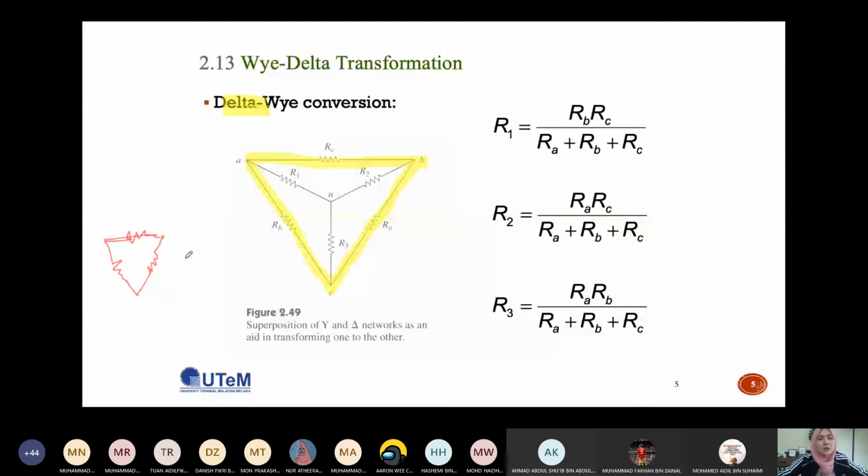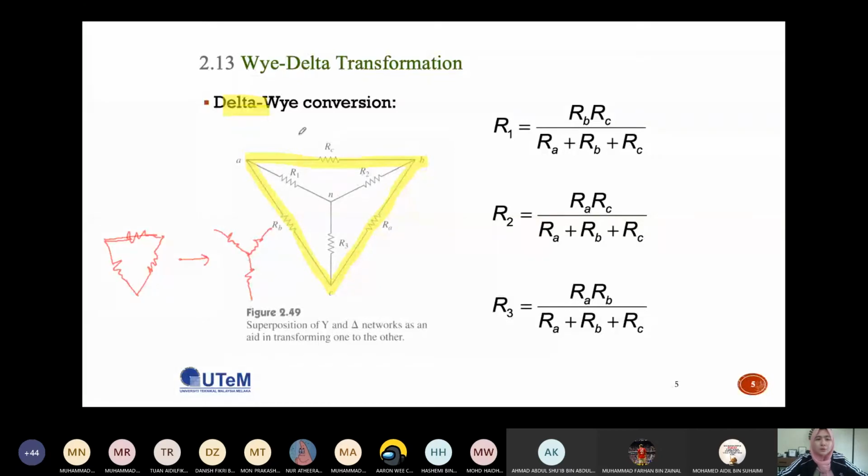Okay, and you want to convert into a Y network. Initially you have this one, the yellow one. This is a delta network, and now you want to convert it into a Y network. The Y network is this one.